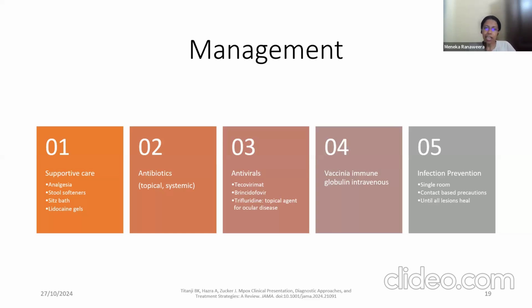Antivirals can generally be given in cases of severe disease. Unfortunately, these are not available in Sri Lanka. Tecovirimat or brincidofovir are two of the more commonly used drugs. So tecovirimat is the first choice, basically, that is given. And this drug can be given for those who are having severe disease.